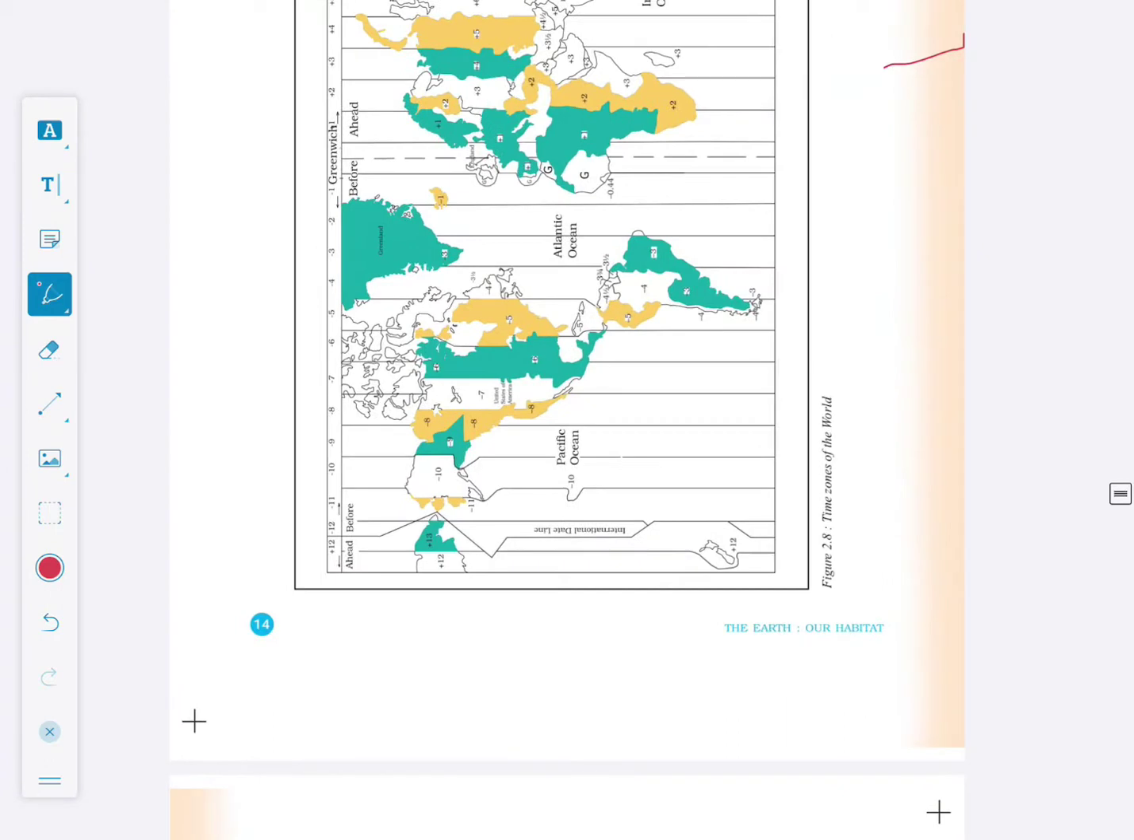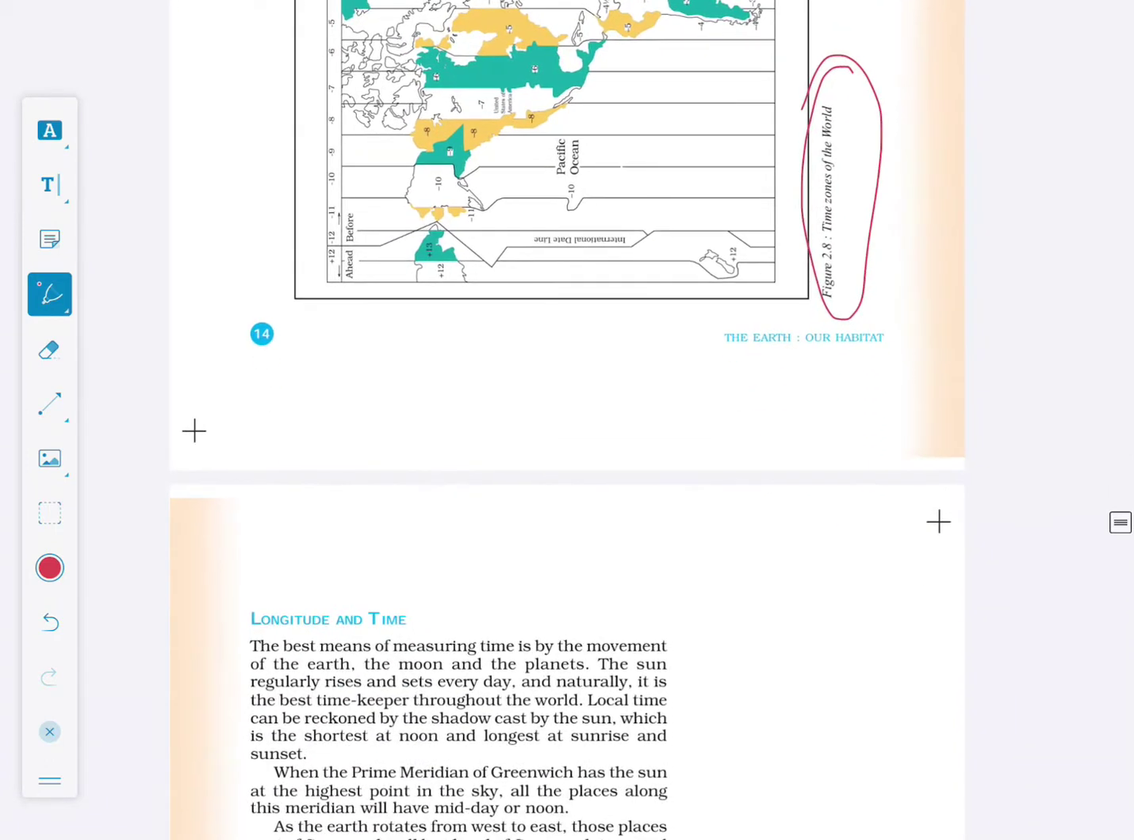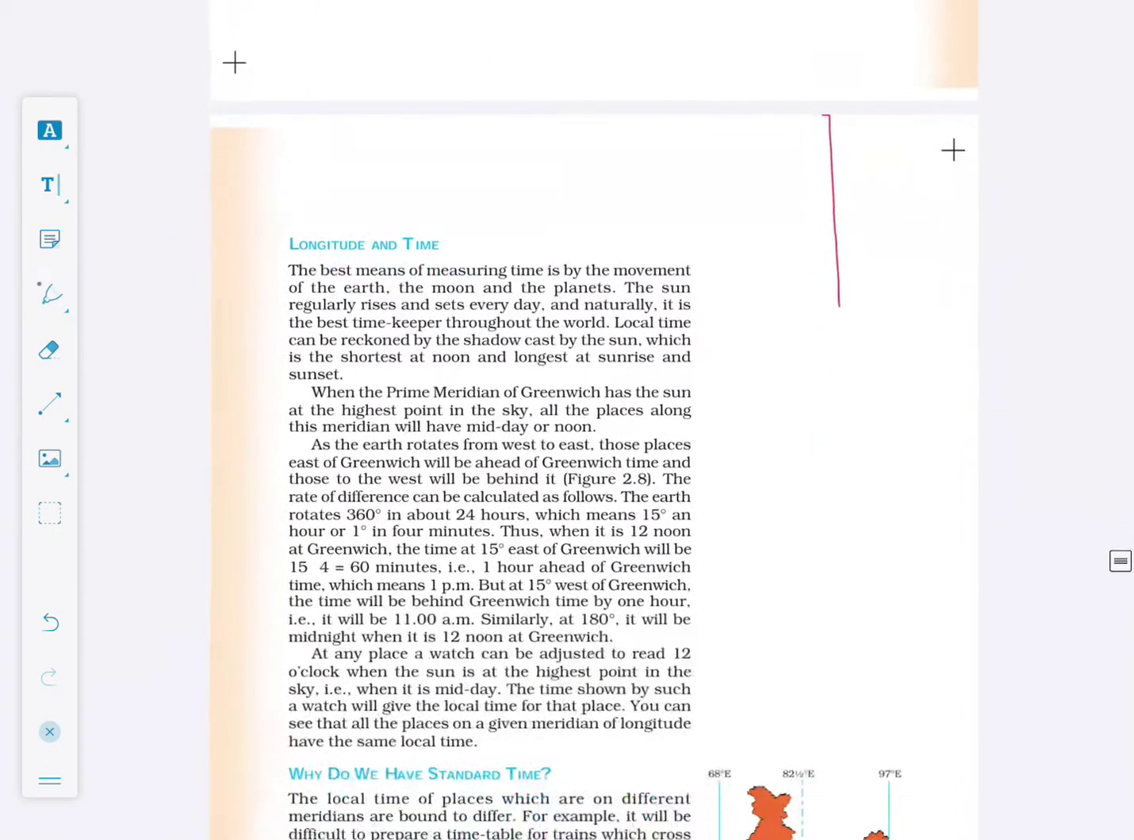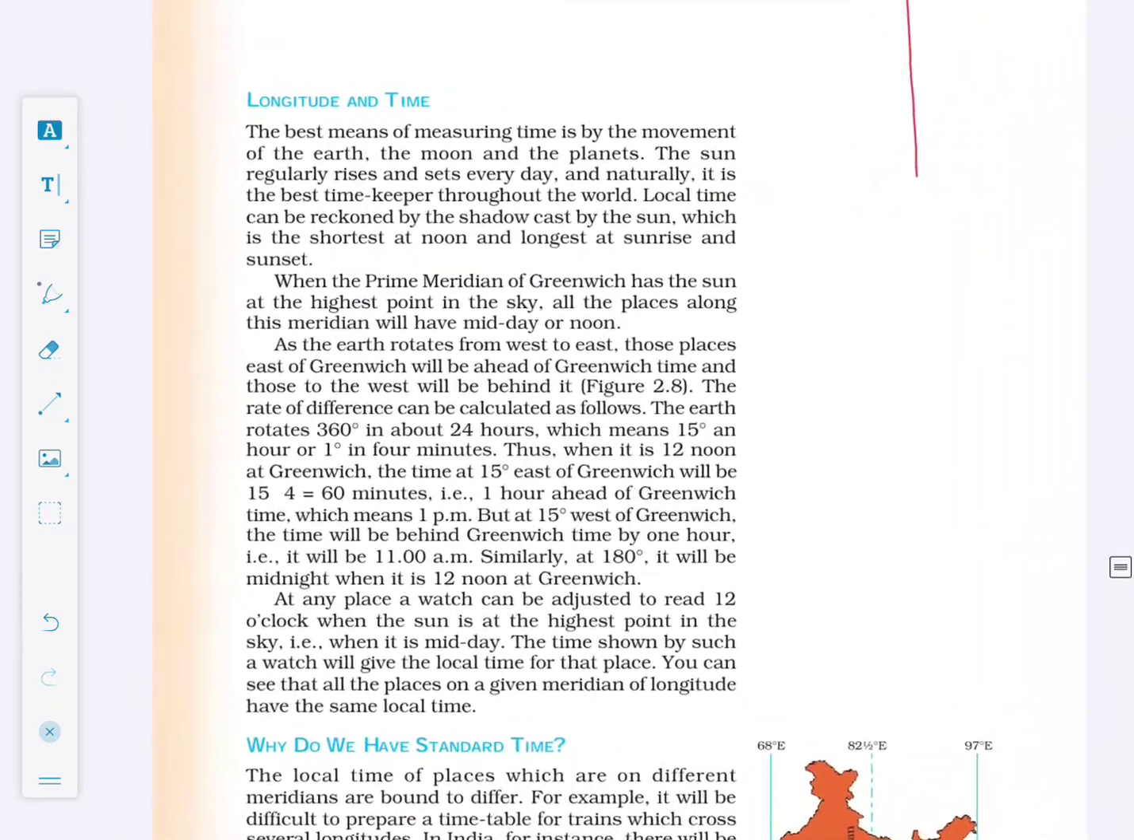Now this is a time zone map of the world. We will read about this further. After this we will come to longitude and time.